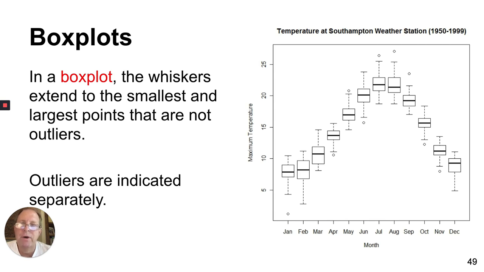Now, one thing nice about box plots is that they can be used to compare different distributions, so we can ask lots of questions about the distributions of temperatures in February versus April. Which one had a wider distribution, which one had a higher median, that kind of stuff.